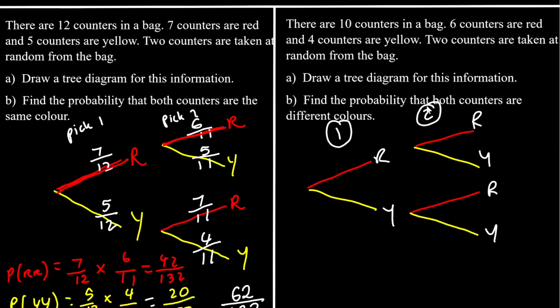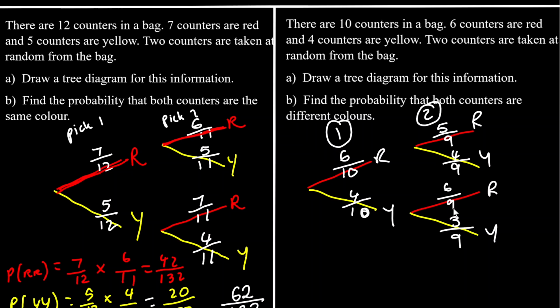There are 10 counters, 6 red. So for the first pick, we've got 6 out of 10 red. If we take one of those reds out, there'll only be 5 red left out of 9 in total. There will still be 4 yellows. Chance of getting a yellow the first time is 4 out of 10. If we take one of those yellows out, the chance of getting another one is 3/9. And the chance of getting a red, if we took a yellow out, is 6/9.